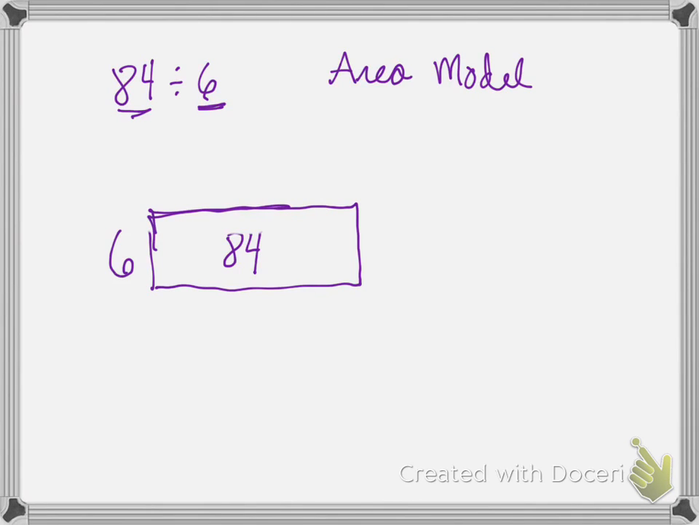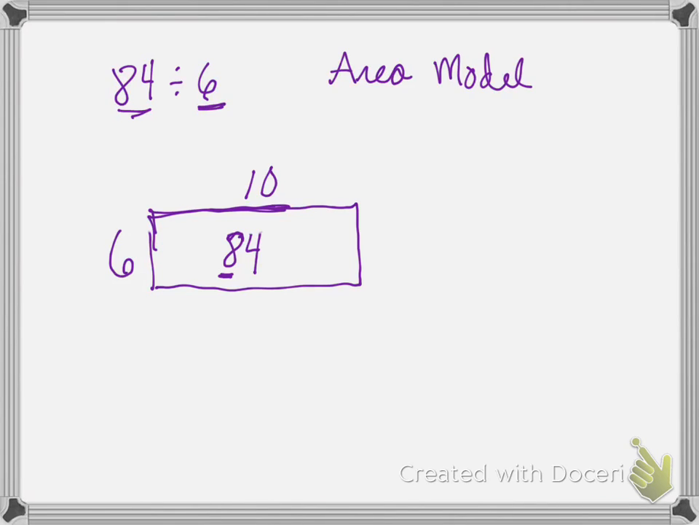So 6 times what? Okay, so we are going to look at that tens place. 6 times what gets us closer to 80? Let's count by our tens. And that would be 10, because 6 times 10 gets us closest to 80. We couldn't go higher than that because 20 times 6 is 120. So we're going too high, so we have to use 10.